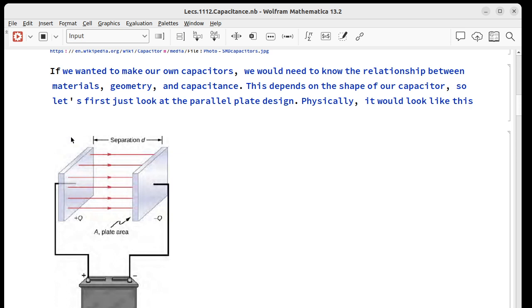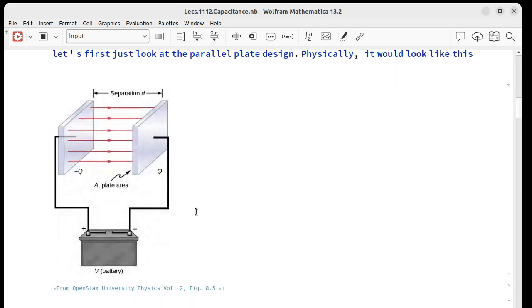We've got a battery here. We've got two plates here. And we want to find out what would the capacitance be for a system like this. We're going to find out capacitance is really just based on geometry. How are these plates shaped? Where are they? How close are they together? And what's between them?